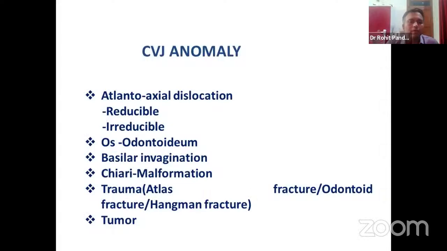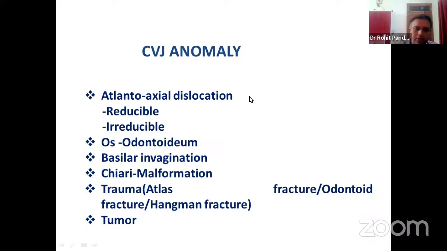into group 1 and group 2, and later on into group A and group B. And the third category which has been added recently is Chiari malformation. And in the congenital anomaly, we have various anomalies like os odontoideum and ossiculum terminale. However, this is a debated topic whether os odontoideum is a congenital anomaly or the etiology is traumatic.